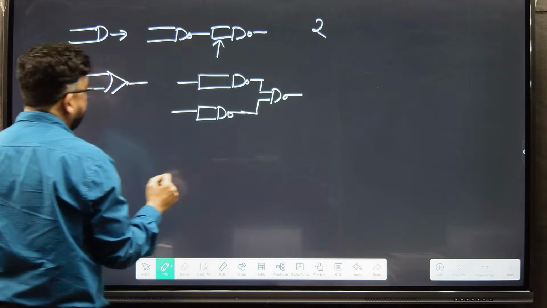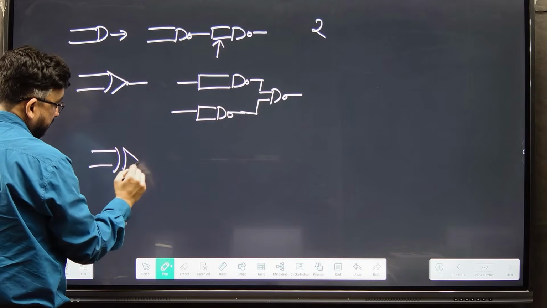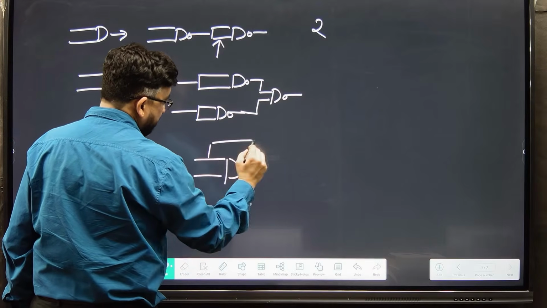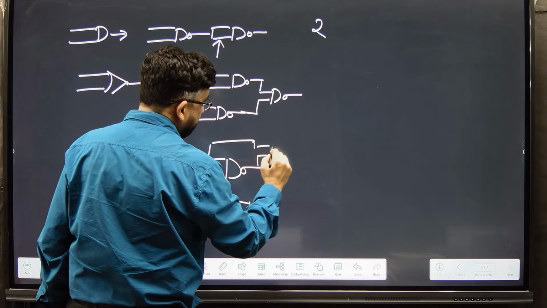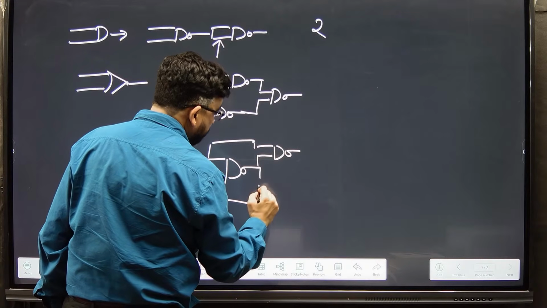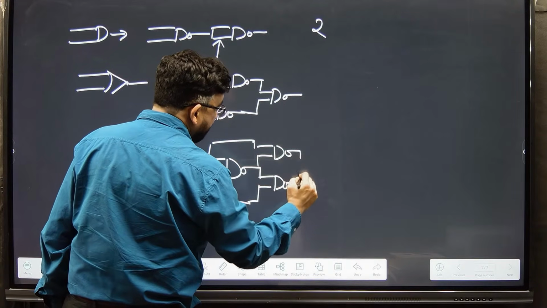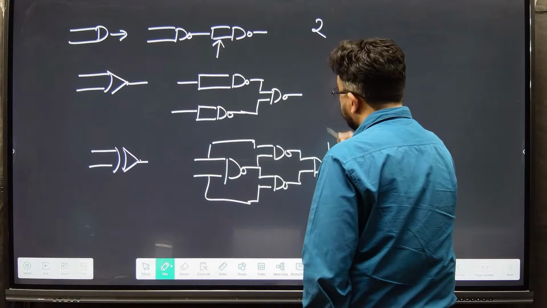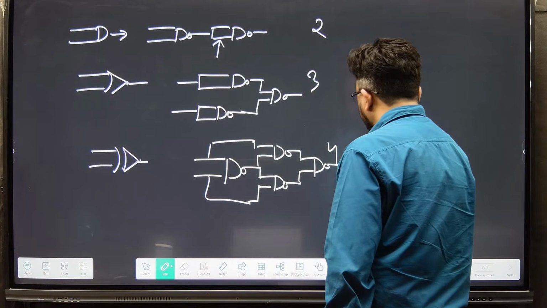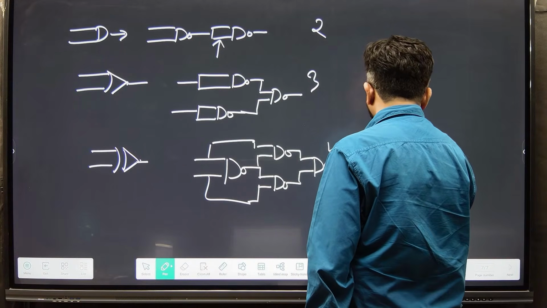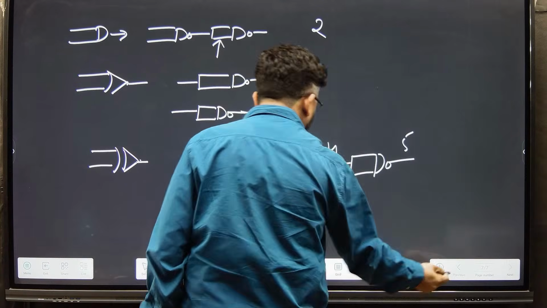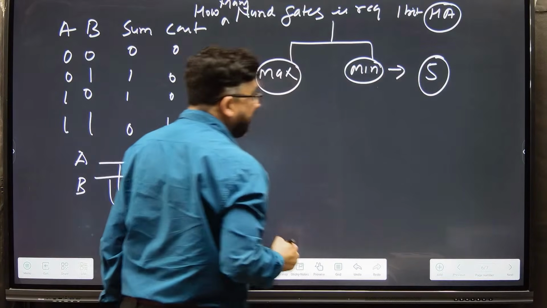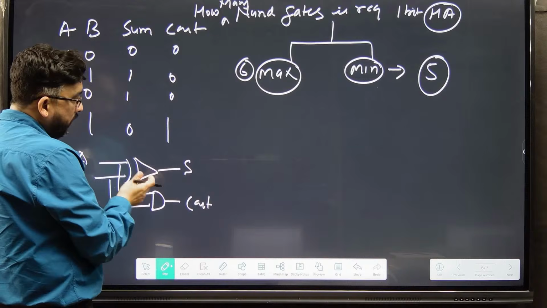OR requires 3. XOR requires 4. So all those who have said 5, now tell me how you have received 5. This is 4, this is 3. If we add one more in front, it becomes XNOR. This is 5. Now my question is, maximum is basically 6, minimum is 5. How are we going to implement this?